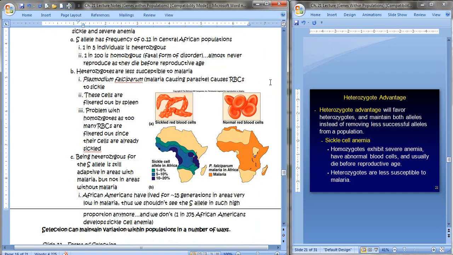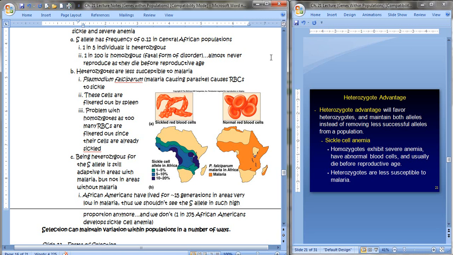But heterozygotes are less susceptible to malaria. So you might ask, well, why then wouldn't the homozygotes, since they die, why wouldn't we just lose that allele altogether and eventually not have this problem? Well, the problem is that if you are a heterozygote, you are actually more resistant to the parasite that causes malaria. Now let me talk about malaria for a second.